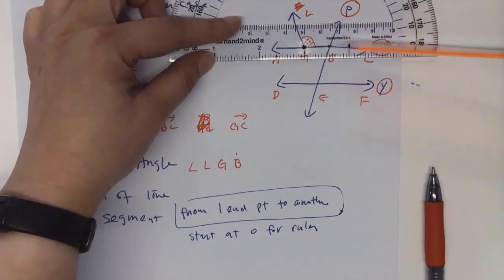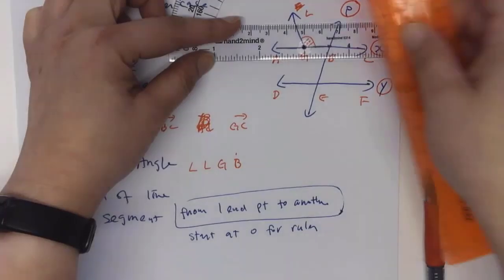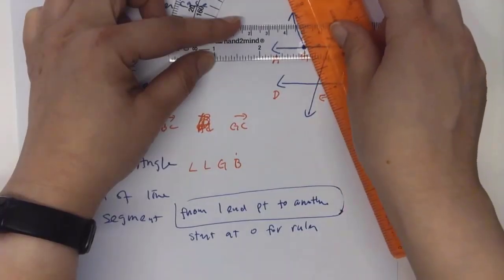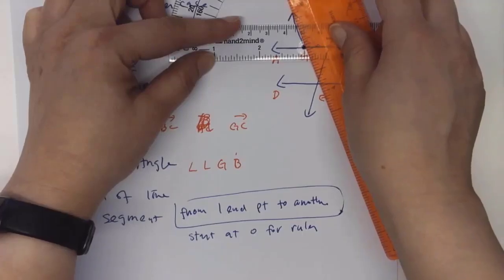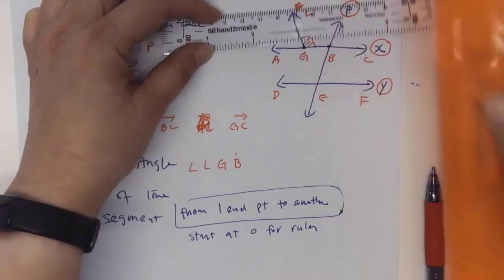So this is here. Make sure you start from 0, go all the way. You can use the ruler to extend. So for mine, it's about 110, not 70. Why do I know this is 110 and not 70?